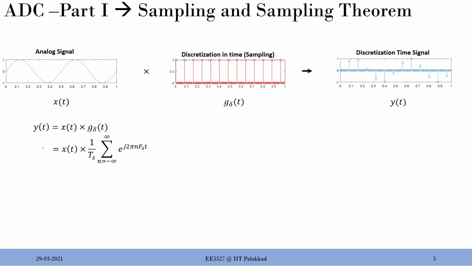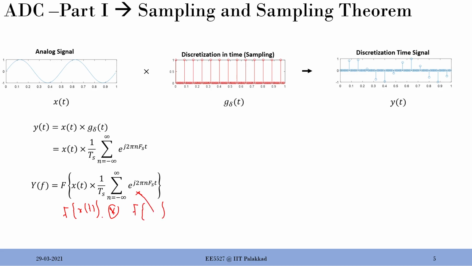So we take the Fourier transform on both sides, that is Y of f, which is the Fourier transform of y of t, and that is nothing but the Fourier transform of x of t multiplied by the Fourier transform of this signal. We already know the Fourier transform of x of t. The Fourier transform of a product is equivalent to the convolution of the Fourier transforms, right? Multiplication in time becomes convolution in frequency. So that is the concept.